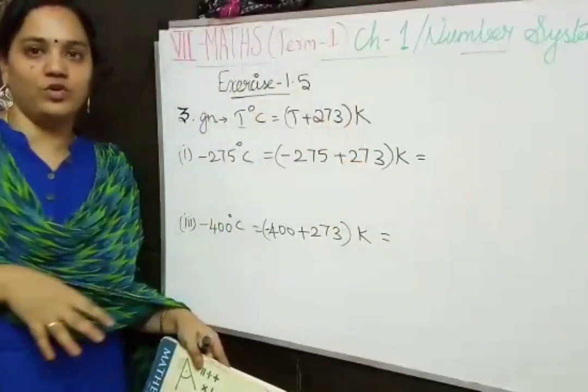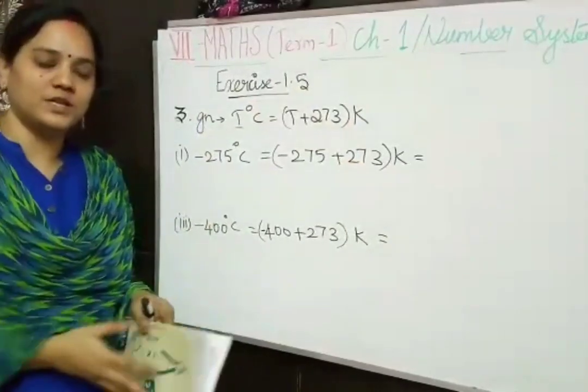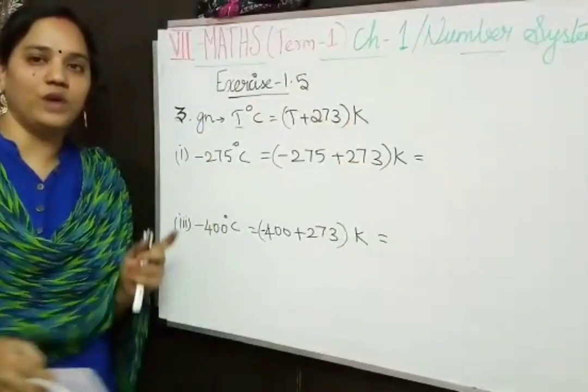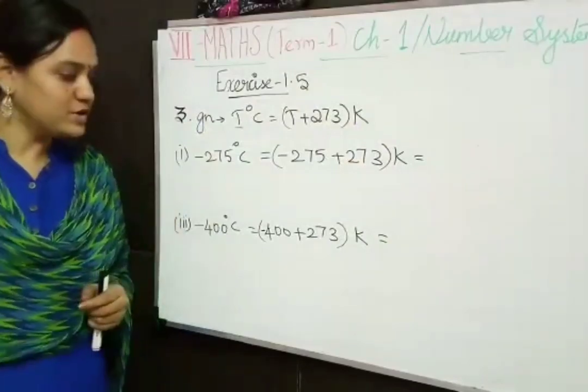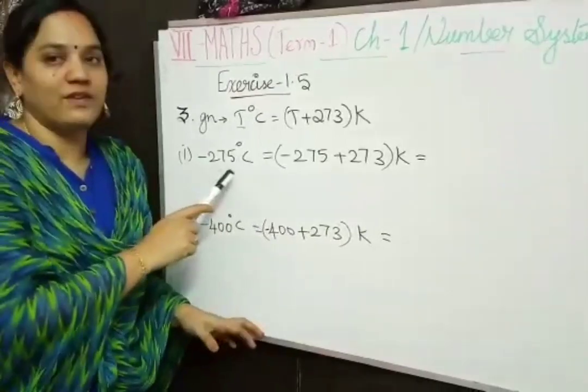The same thing we are going to do for this problem. So totally 4 options are there in your book. I am going to do only 2 options. The other 2 options you can try. Okay. So now the question is minus 275 degree C.